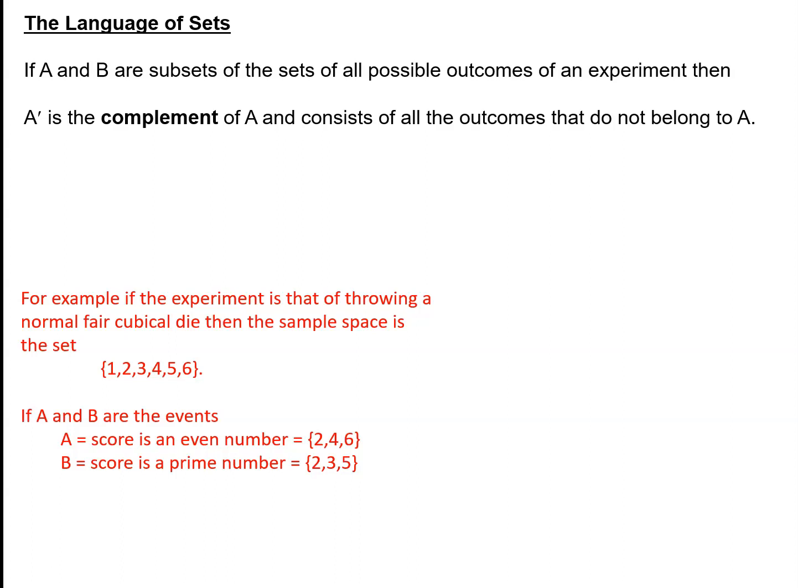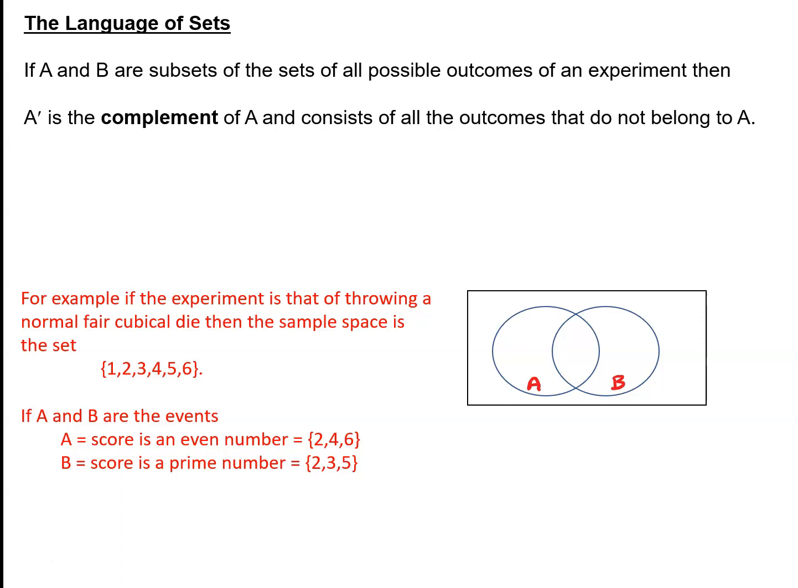If A and B are the events, A is the event the score is an even number, then A is represented by the set 2, 4 and 6, and if B is the event the score is a prime number, then B is the set of numbers 2, 3 and 5. Remember that 1 isn't a prime number. Then we can represent the two sets A and B in a Venn diagram.